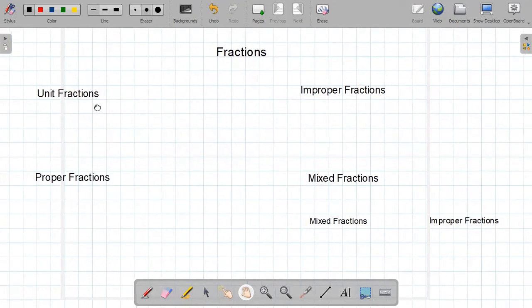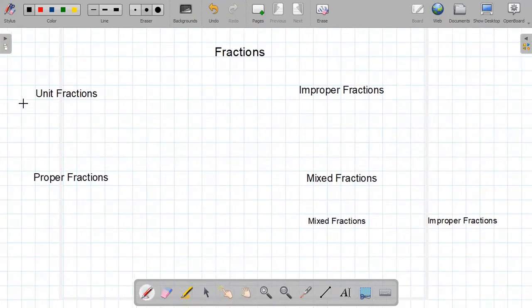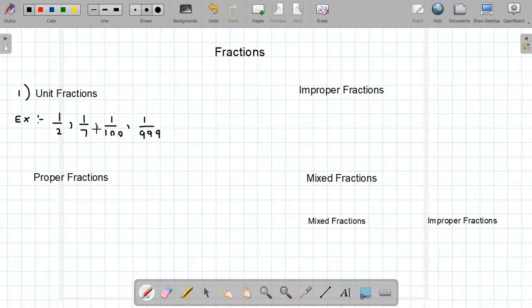The first one is unit fractions, right? The first one is unit fractions. I will give some examples, right? For the unit fractions: 1 over 2, 1 over 7, 1 over 100, 1 over 999. Likewise, I can write some of these unit fractions.